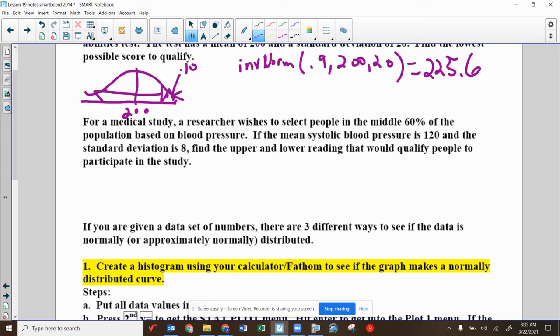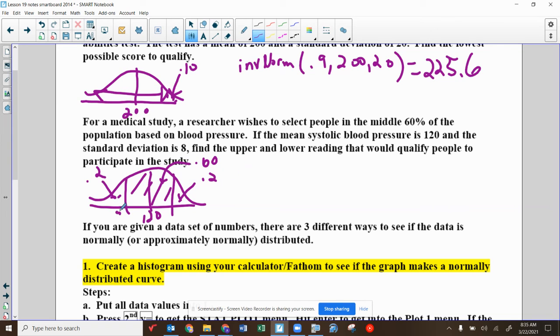All right, for a medical study, a researcher wishes to select the middle 60%. This is 60%. The mean is 120. Standard deviation of 8. Okay, so the 60%, that means there's 40 left. So that means 0.2 there and 0.2 there. So we want to know what this score is here. That's a question mark. That doesn't look anything like a question mark. Try to draw a better one there. There you go. Okay, what are those two scores?